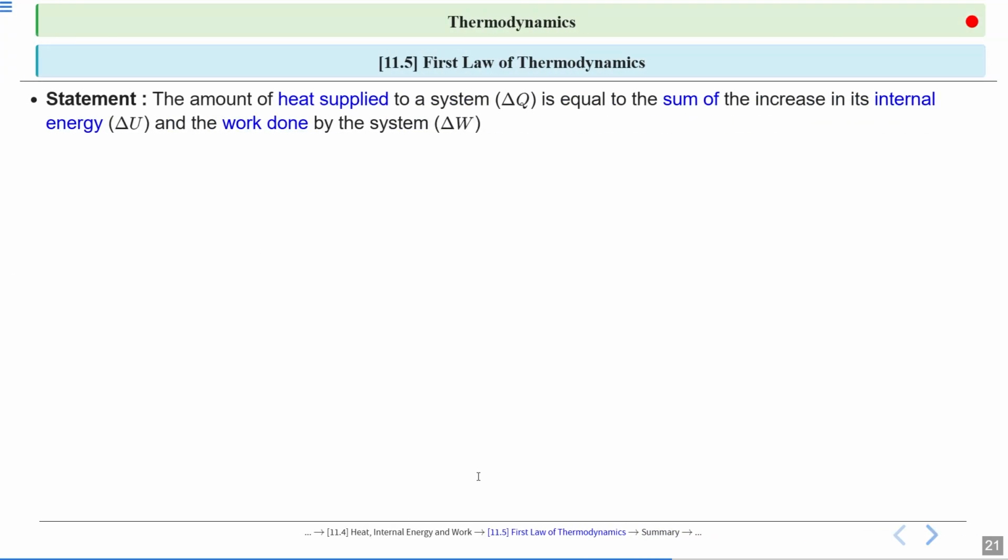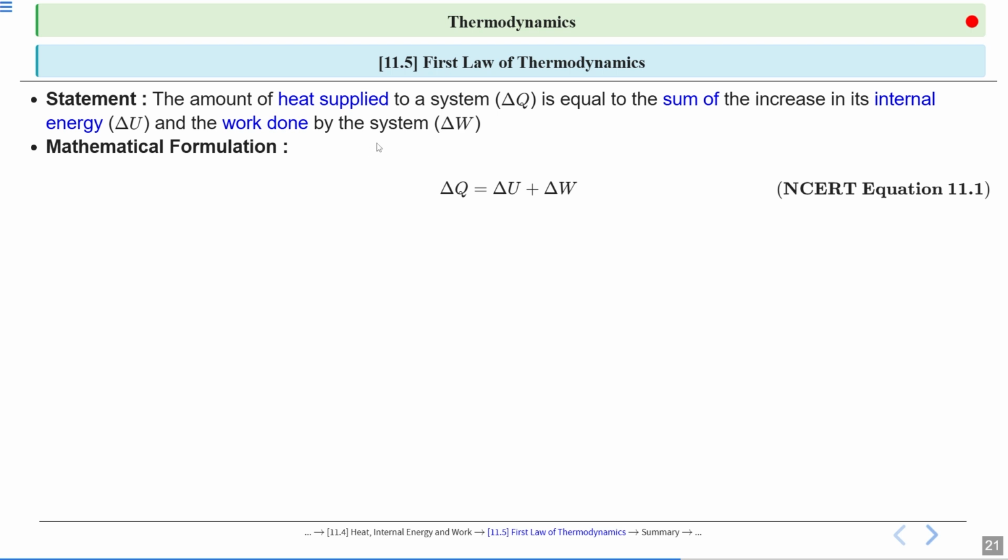First law of thermodynamics. And this is a very important concept. The statement: the amount of heat supplied to a system, delta Q, is equal to the sum of the increase in its internal energy, delta U, and the work done by the system, delta W. Mathematical formulation: delta Q is equal to delta U plus delta W.